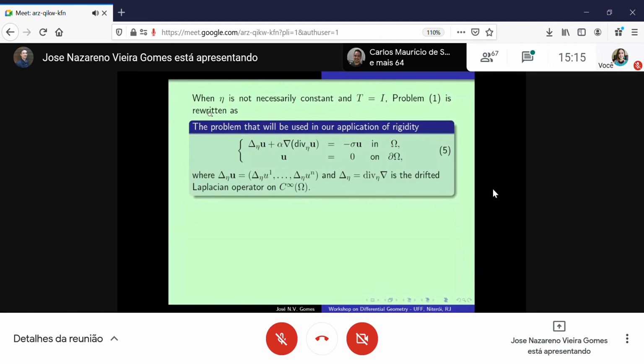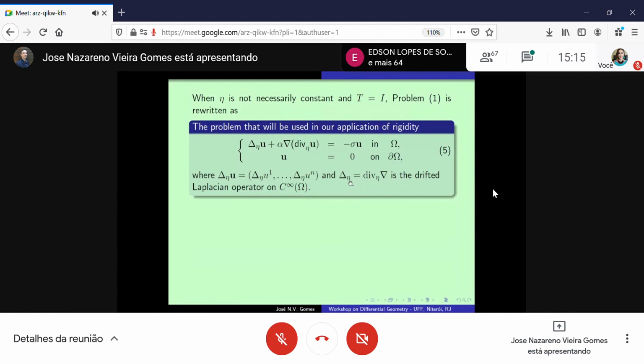In the case of T that is not necessarily constant. Again, identity. Problem 1 is problem 5. Here. This problem will be used in your application of rigidity. This is called the differential Laplacian operator.